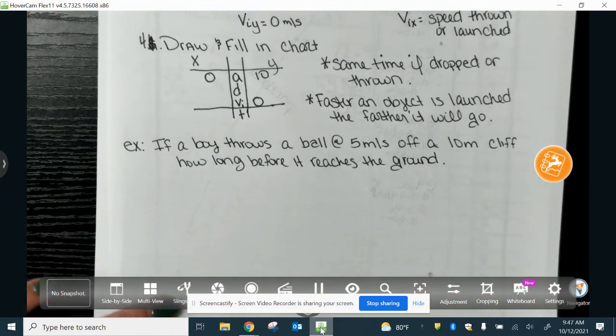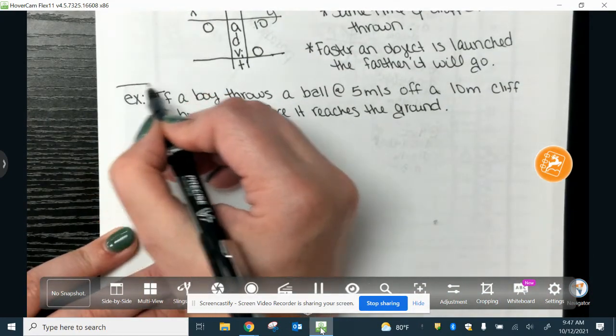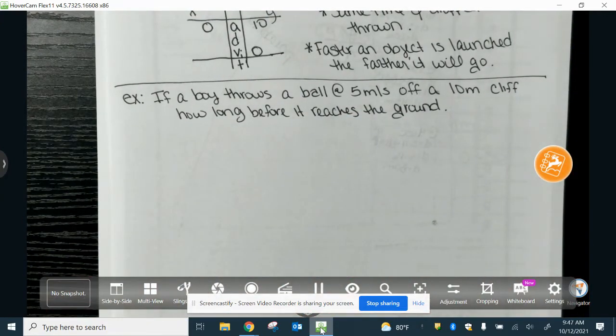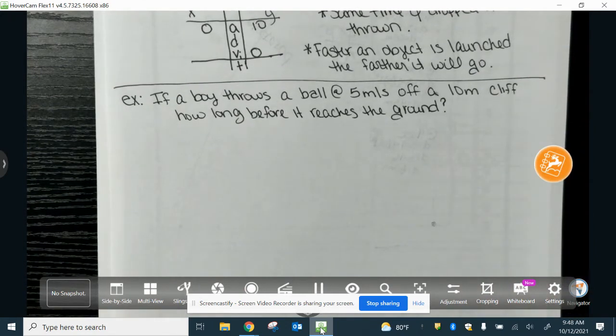Go ahead and write this example problem for me. If a boy throws a ball at 5 meters per second off a 10-meter cliff, how long before it reaches the ground? Question mark, not a statement.